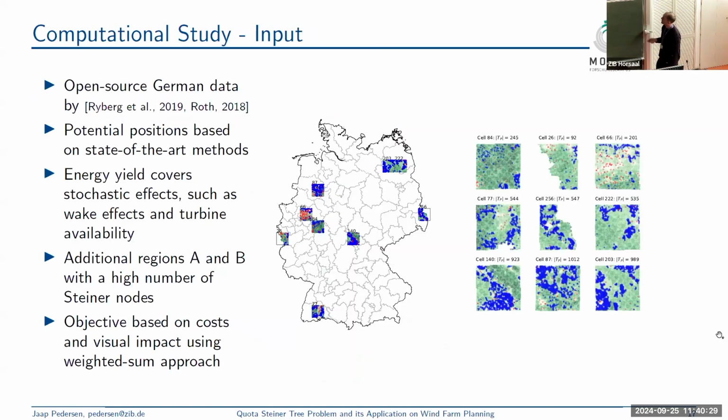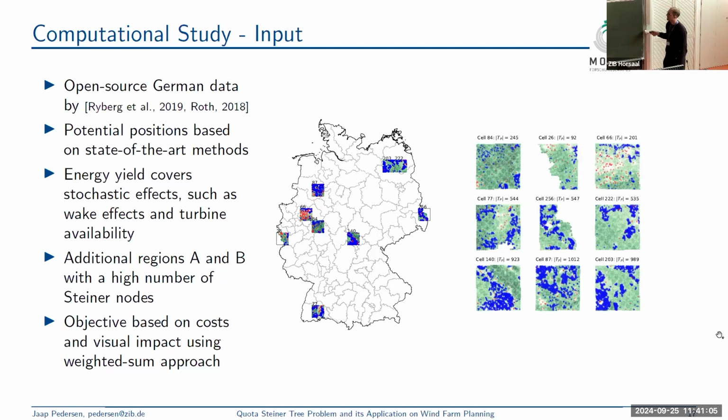And we tested this on multiple regions in Germany. So I said in the beginning, there are a lot of technical details in wind farm planning. A lot of these technical details are in the analysis of where the positions are. So there are minimum distance constraints in there. There are some stochastic effects, which cover the energy yield, which also covers the wake effect. This is the interference between these turbines. And then we also had some smaller regions, but with a high number of Steiner nodes.